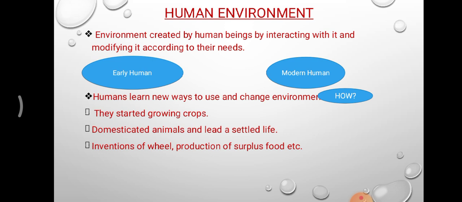Second, humans learned new ways to use and change the environment. How did they learn? This is a question. They started growing crops. Second, they domesticated animals and led a settled life. Third, instead of wheat, production of other food, etc.